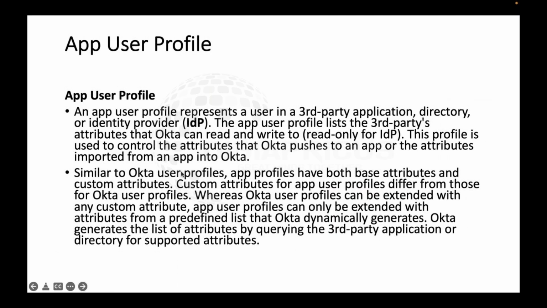So similar to the Okta user profiles, app user profiles also have base attributes and custom attributes. Custom attributes for app user profiles differ from those of the Okta user profiles. Whereas Okta user profiles can be extended with any custom attribute, the app user profiles can only be extended with attributes from a predefined list that Okta dynamically generates. Okta generates a list of attributes by querying the third-party applications or the directory for the supported attributes.